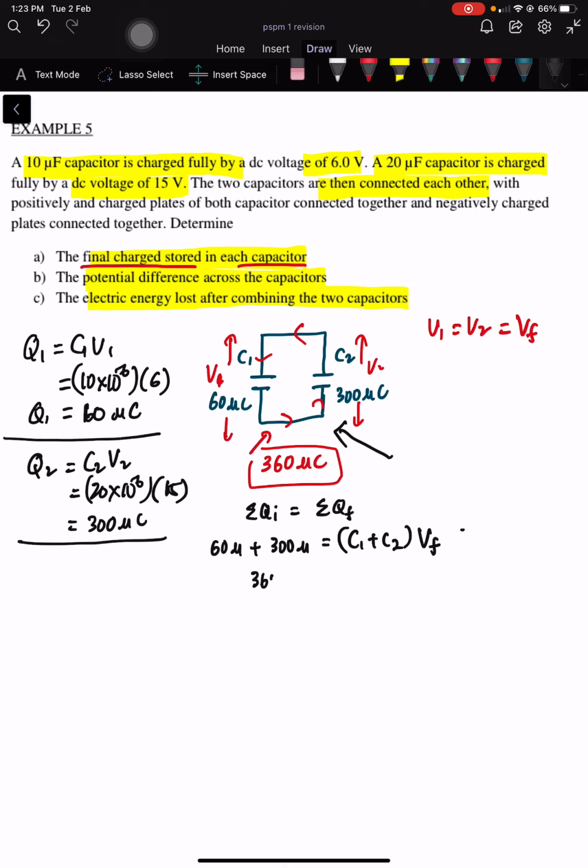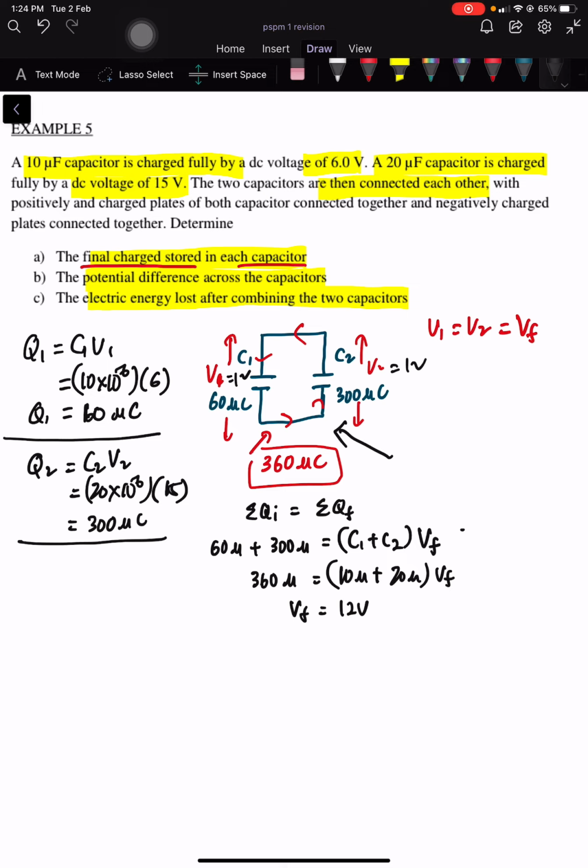So 360 mikro, C1 adalah 10 mikro plus dengan C2 adalah 20 mikro. So nak cari V final. So finally V final kita akan dapat nilainya 12 volt. So 12 volt. Bila dekat sini 12 volt, sini pun 12 volt, maka tak akan ada lagi pergerakan elektron. Okay, so maksudnya dia dah balance. So tak ada potential drop, maka takkan ada laluan elektron lagi. Okay, so kita punya V final ada 12 volt.